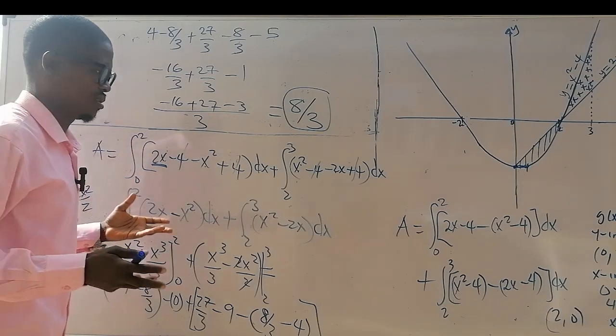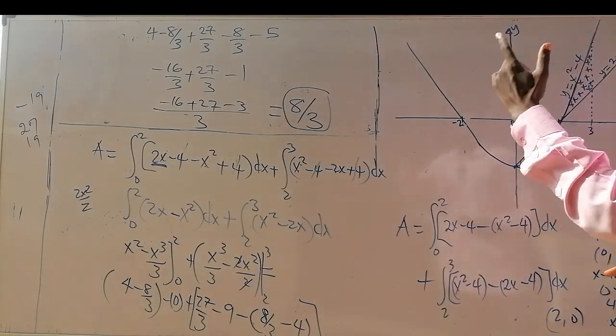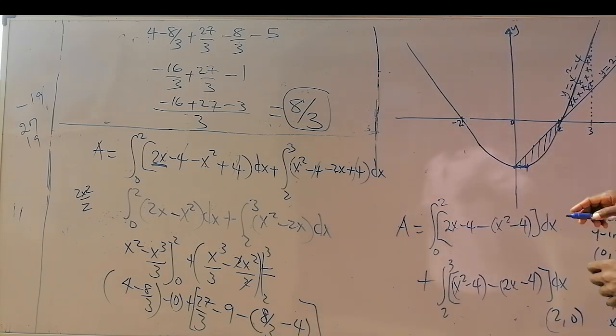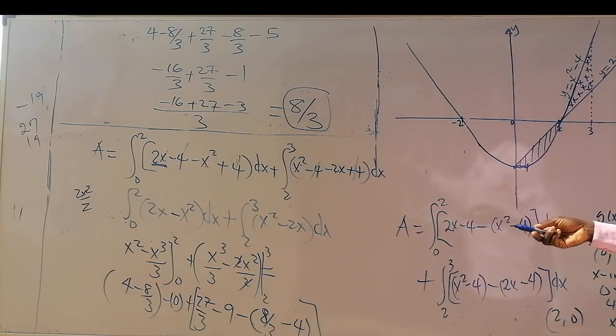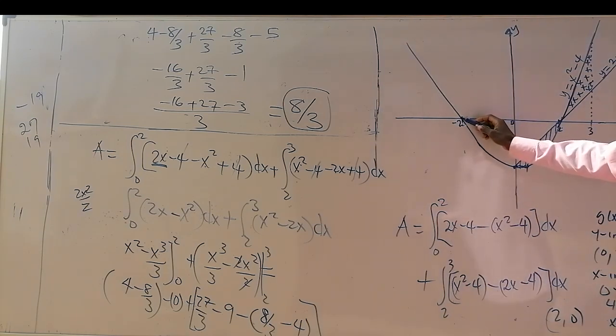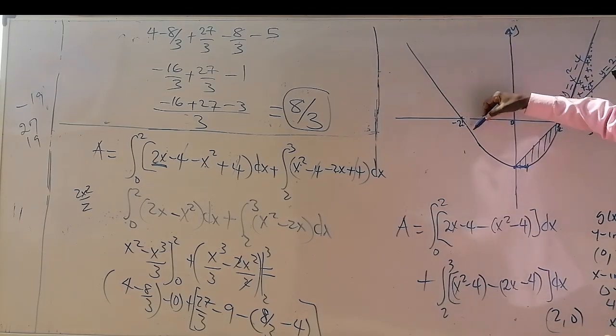It's very interesting. Let me quickly recap what I've done. The first thing I did was to get the point of intersection, I got from 0 to 2. Then the next thing is to know how this quadratic graph will look. Get the x-intercept and y-intercept. When x equals 0, y is minus 4, that's the minimum point of that function. Also I got the x-intercept by equating y to 0, which is minus 2 and plus 2, where the graph passes through.